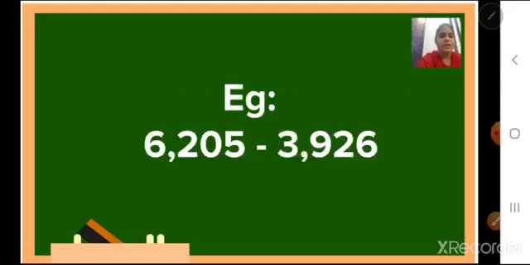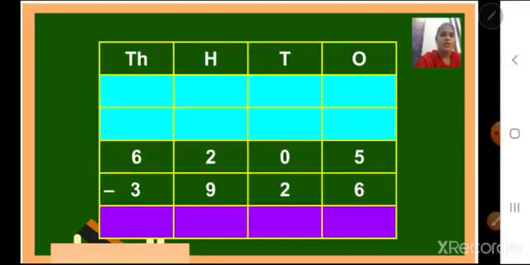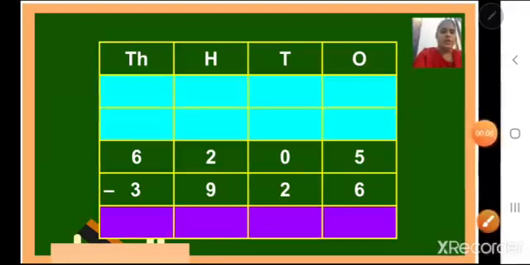Children, look at this number, read the numbers loudly. 6205 minus 3926. For solving it, we have to place all the numbers properly in their proper place and subtract the ones place. Children, look at the number at ones place. We have 5 minus 6.